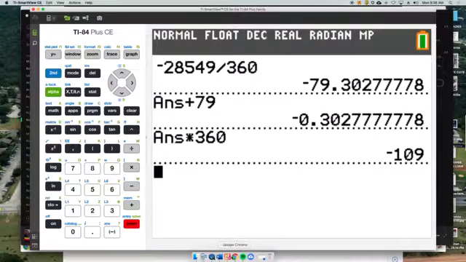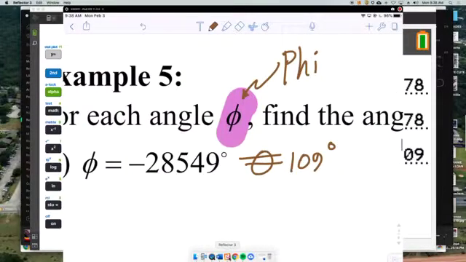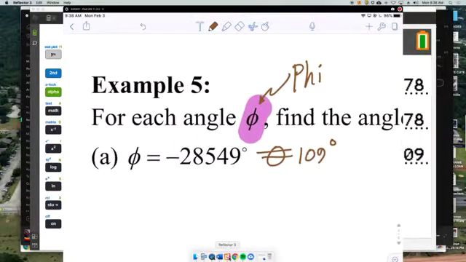If you want, then, on your paper, you could put negative 28.549 is coterminal with 109. Is that our answer, 109? Someone stop me. No. This is why the negative is important. It's coterminal with negative 109. How then can we get the answer that's coterminal with that one that's between 0 and 360?